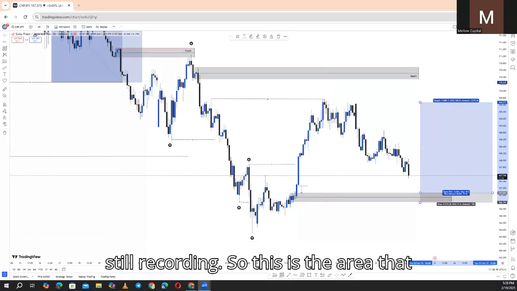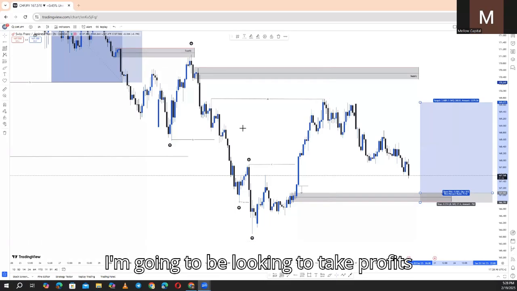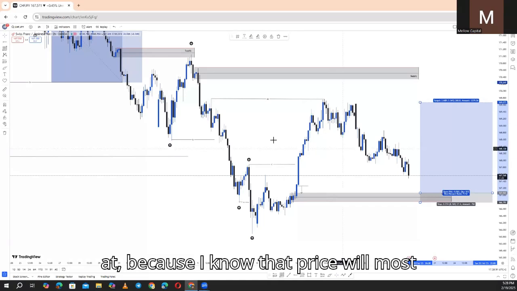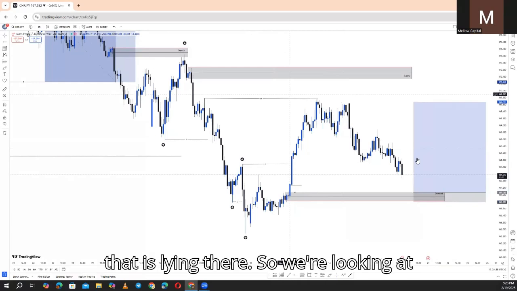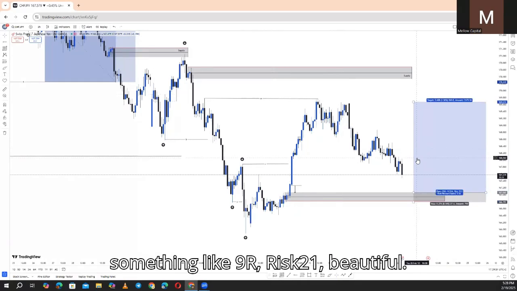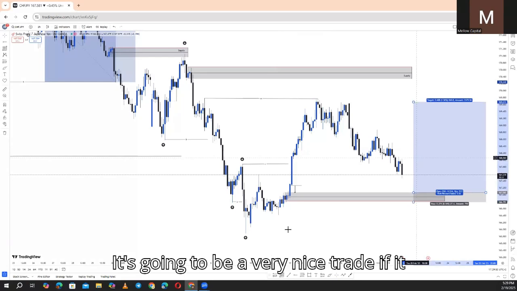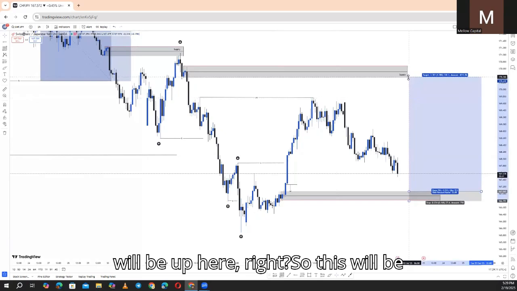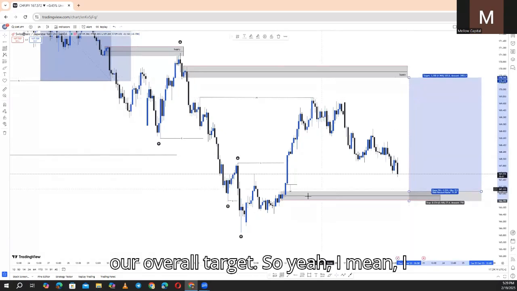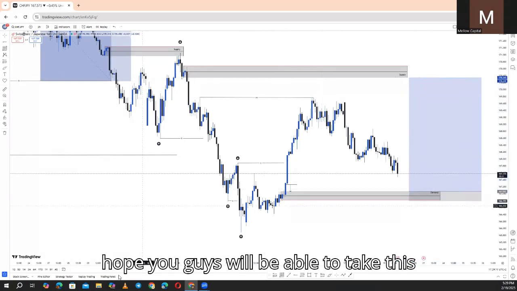This is still recording. So this is the area that I'm gonna be looking to take profits at, because I know that price will most probably come to take out this liquidity that is lying there. So we're looking at something like 9R risk to reward. Beautiful. It's going to be a very nice trade if it plays out. But then our overall target will be up here, right? So this will be our overall target. So yeah, man, I hope you guys will be able to take this trade.